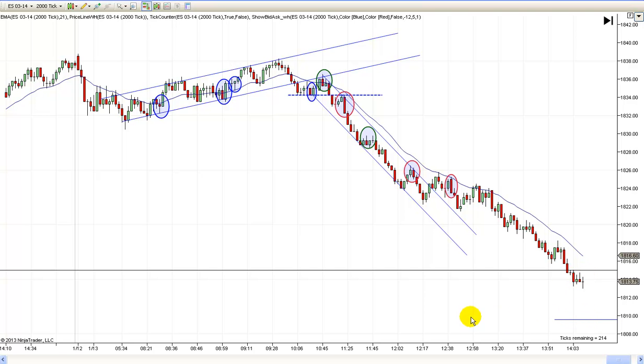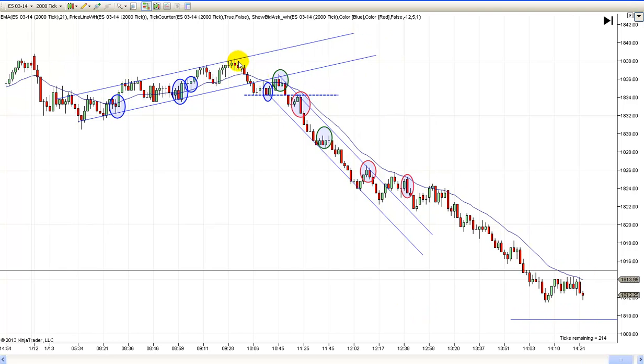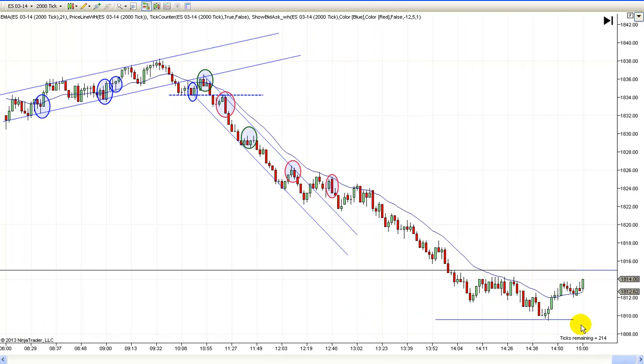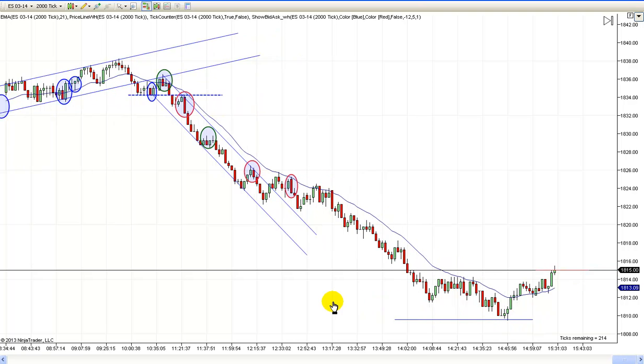If you notice this line down here, this was what I considered the first leg down. I was looking for a measured move from this point down that would equal this first leg. That line right there is the target I was shooting for, and you can see we bounced right off of it.